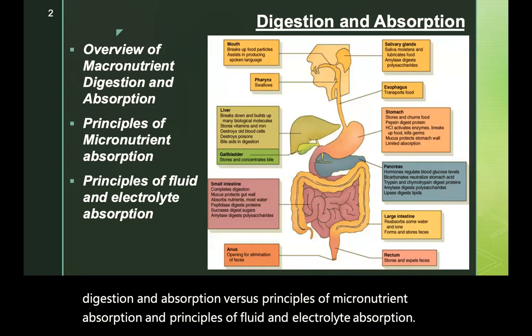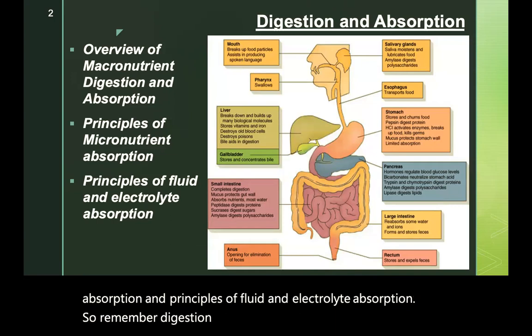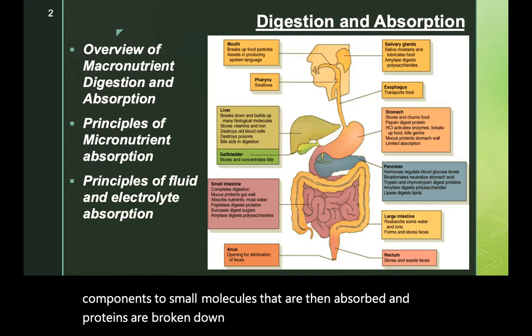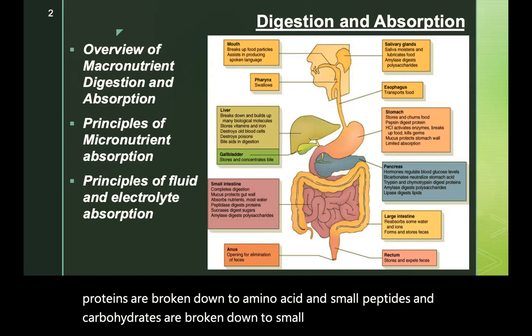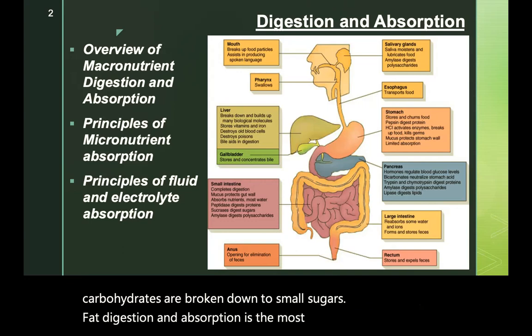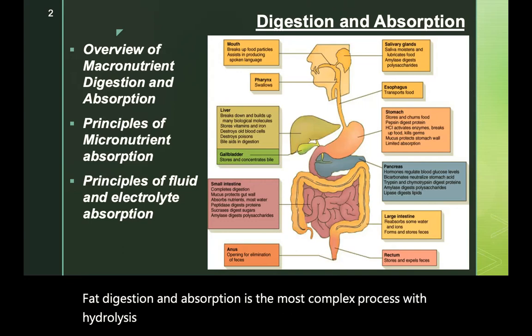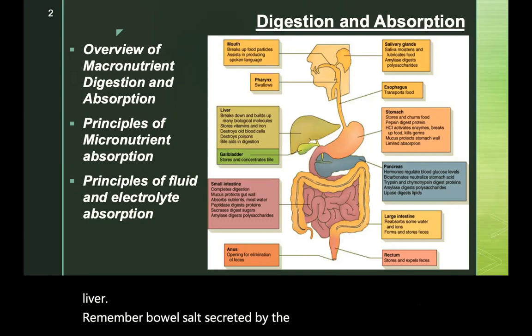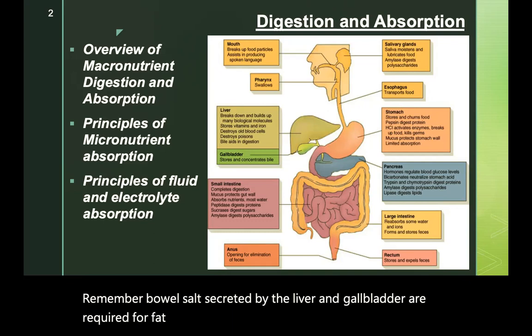Okay, so remember, digestion reduces large, complex dietary components to small molecules that are then absorbed, and proteins are broken down to amino acids and small peptides, and carbohydrates are broken down to small sugars. Fat digestion and absorption is the most complex process, with hydrolysis of triglycerides, phospholipids, and cholesterol esters to their component molecules, assisted by bile salts provided by the liver. Remember, bile salts secreted by the liver and gallbladder are required for fat digestion and absorption.